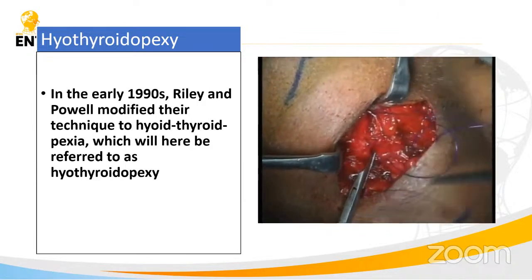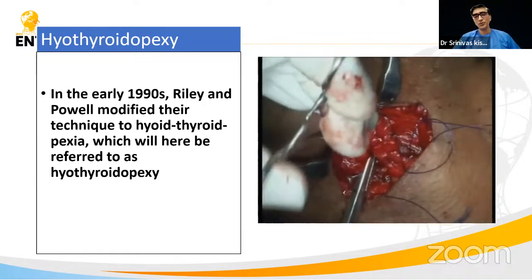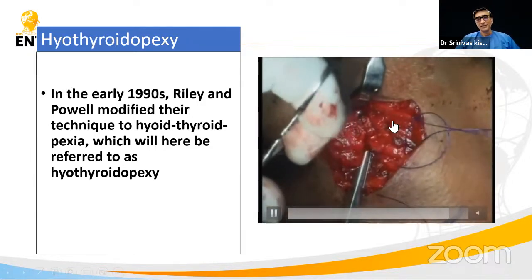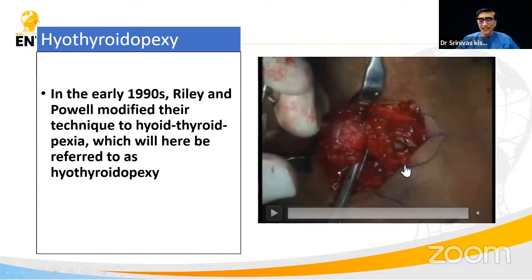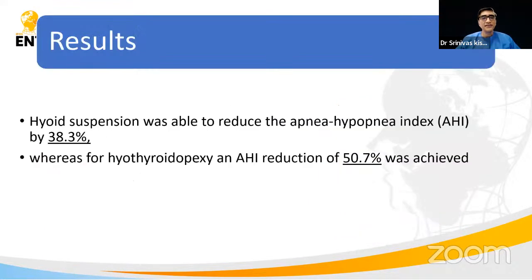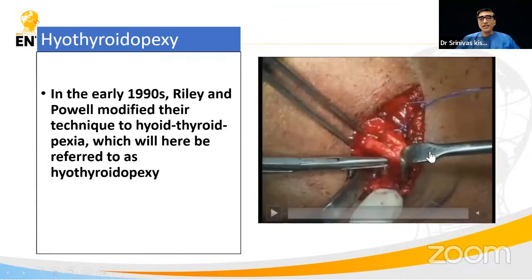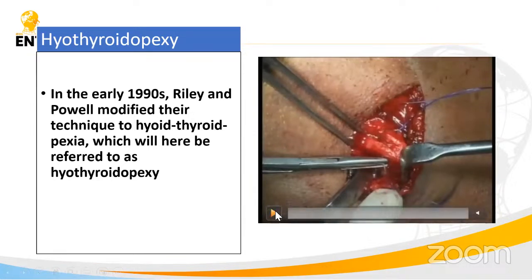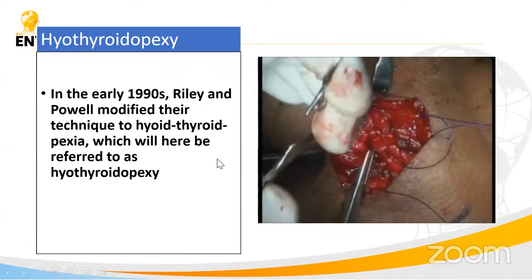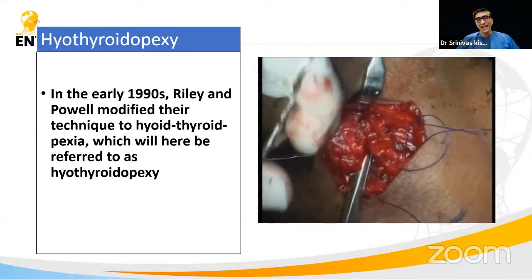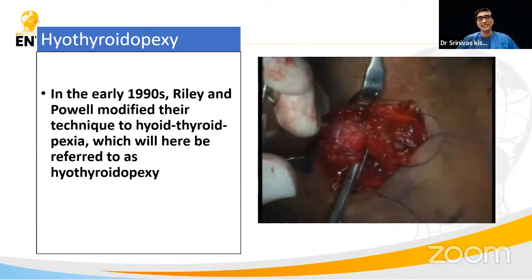What suture material? I use 1-0 Prolene. What about you? Absolutely, 1-0 Prolene. I think I have this as an edited video, boss. I'll show you tomorrow. But the idea is that you do a thyroid approximation, just like how the phonosurgeons do it. We do it to create space in the hypopharynx.